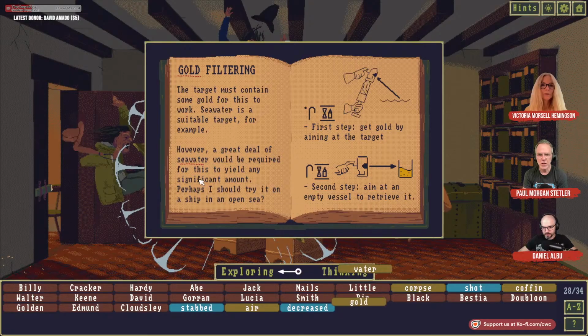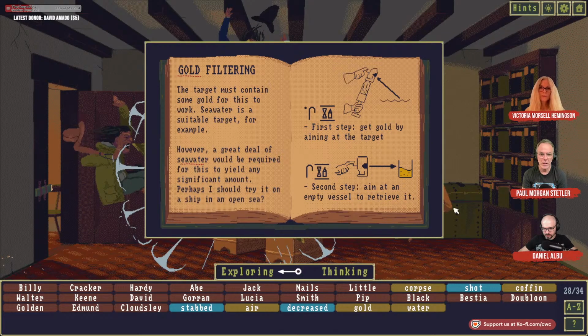Gold filtering. The target must contain some gold for this to work. Seawater is a suitable target. For example, oh my gosh, too much. However, a great deal of seawater would be required for this to yield any significant amount. Perhaps I should try it on a ship in an open sea. Get gold by aiming at the target. Aim at an empty vessel to retrieve it.